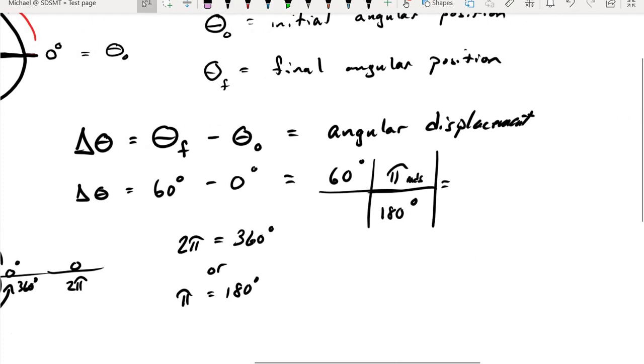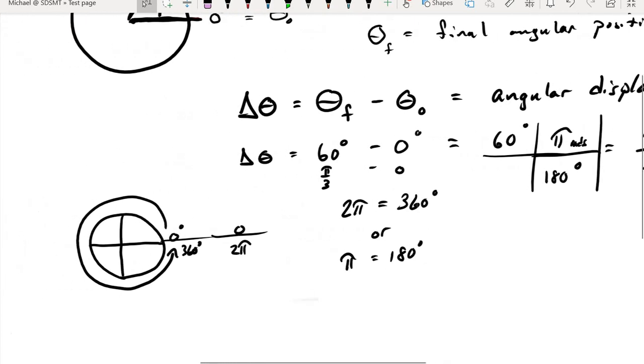Now we multiply across the top and the bottom. We get 60 pi over 180, or pi over 3 radians. So that is our angular displacement. We started at 0 radians, and we ended up at pi over 3 radians. The difference in that is still pi over 3.